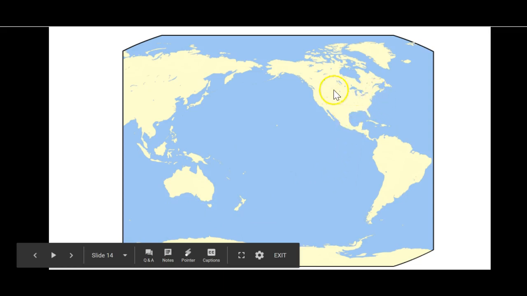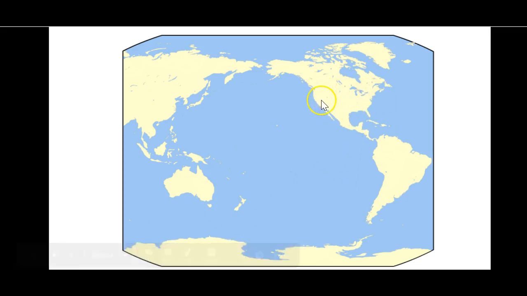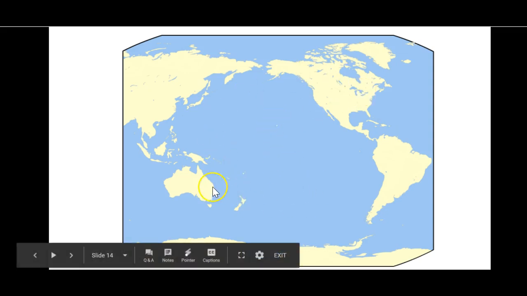Okay, so here's the continental United States, and here's Washington. Okay, this is Hawaii. I know it looks like a speck, but given how massive our Earth is, Hawaii kind of is just a speck from this perspective.